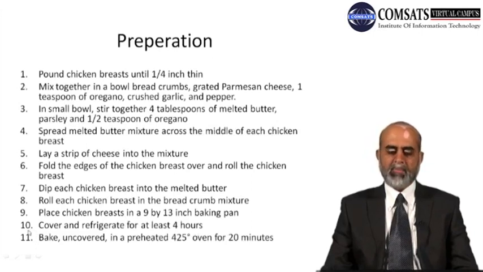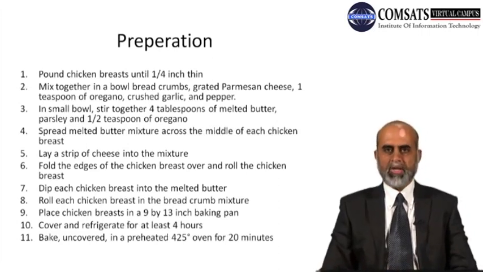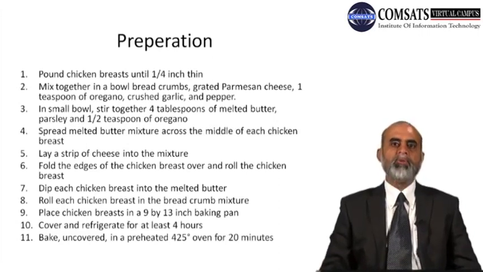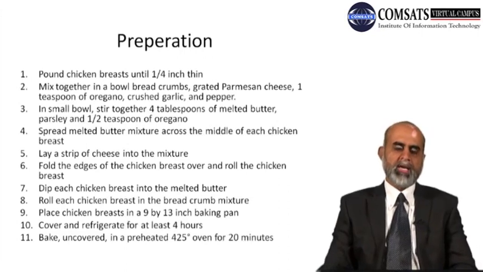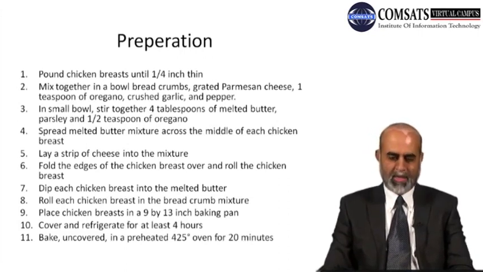And finally, bake it in the oven. Bake uncovered in a preheated 425 centigrade oven for 20 minutes. So this is how you prepare chicken Kiev. Now I hope you can try it at home, and although I would never be able to benefit from whatever you cook, I'm sure that you would be able to cook it well.